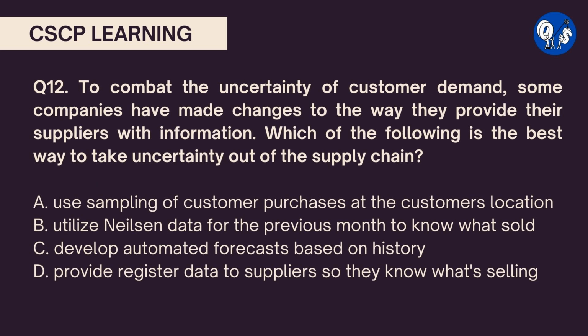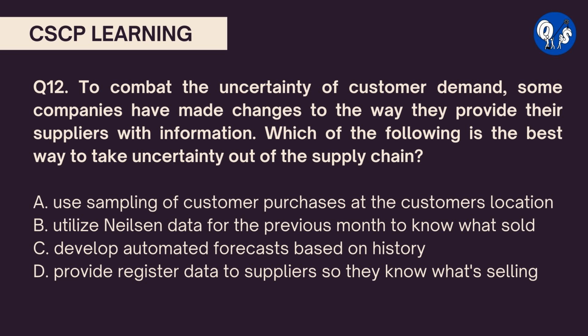Question number 12. To combat the uncertainty of customer demand, some companies have made changes to the way they provide their suppliers with information. Which of the following is the best way to take uncertainty out of the supply chain? A. Use sampling of customer purchases at the customer's location. B. Utilize Nielsen data for the previous month to know what sold. C. Develop automated forecasts based on history. D. Provide register data to suppliers so they know what is selling. The correct answer is obviously D.